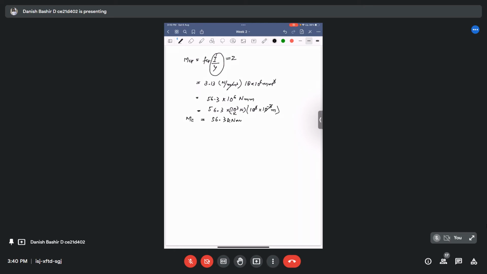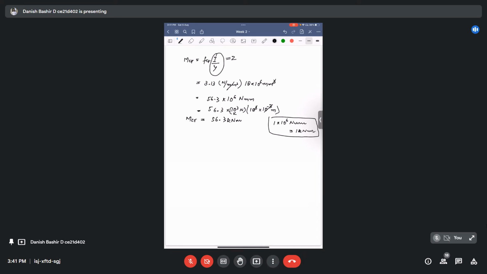MCR. Unit conversion is 1 in 10 power 6 directly. Whenever in upcoming problems we see a factor of 10 power 6 Newton mm, we can directly write it as 1 kilo Newton meter. That is the factor of conversion.